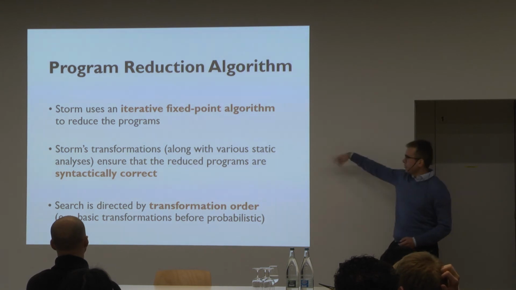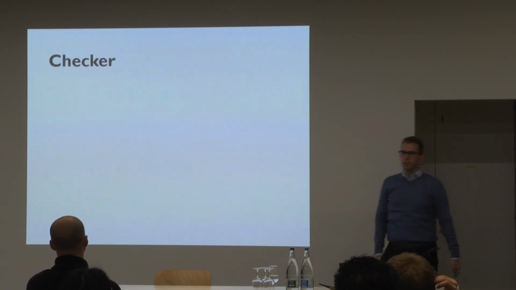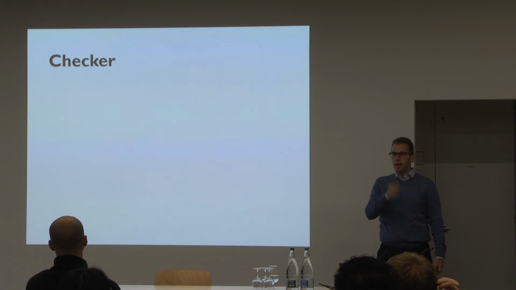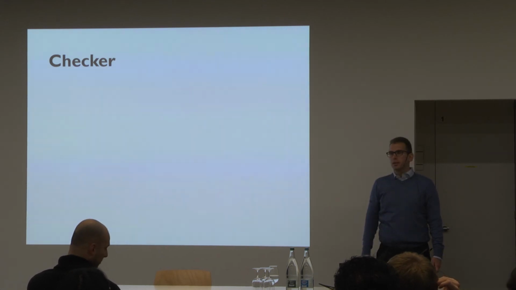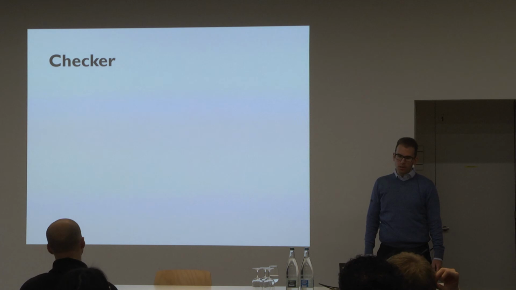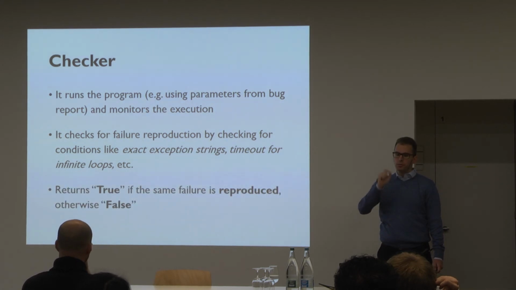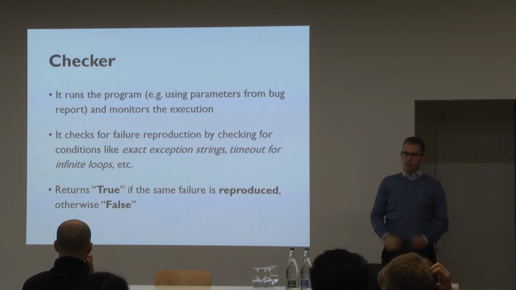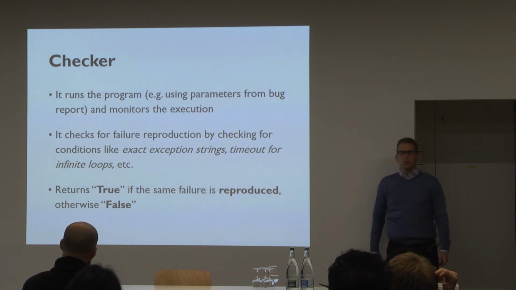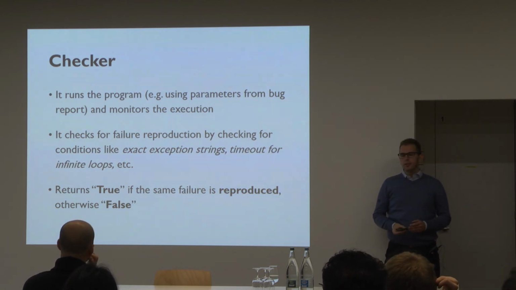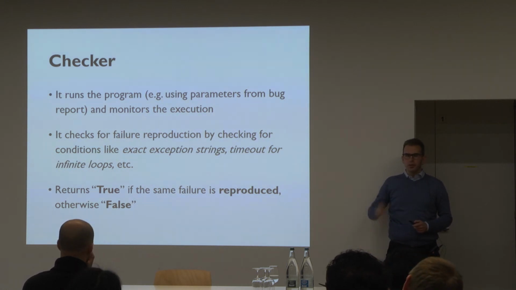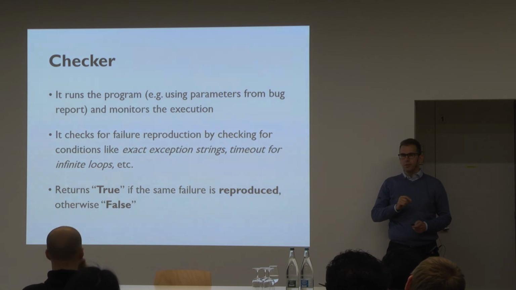And after every transformation, we also do a little bit of analysis to make sure that all programs that we generate are valid and that they can immediately run on these systems. So the checker itself, in this case, we are looking for bugs that cause the program to crash or expose different exception strings, have timeouts and so on, and it just returns true or false. Accuracy bugs are a different beast. I can talk more offline.